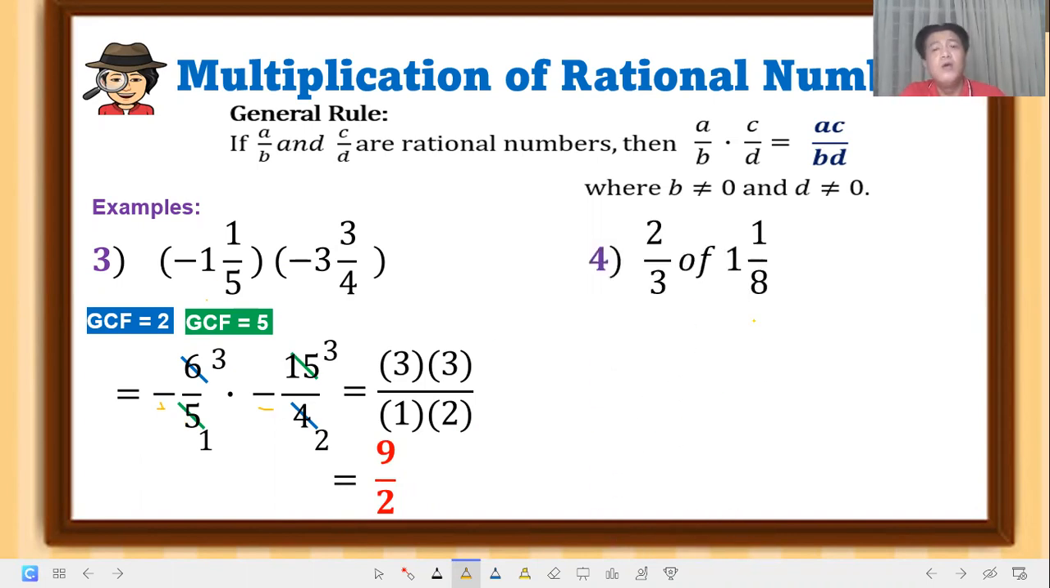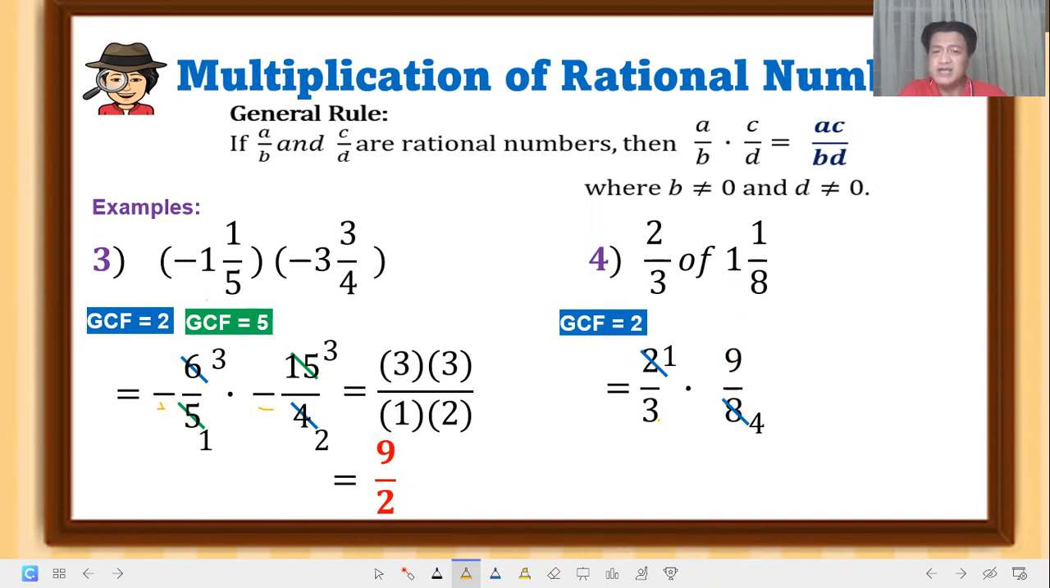Okay, next, number 4. What is 2/3 of 1 and 1/8? Okay, meaning to say the word "of" this is simply multiplication. Okay, but before that, you have to convert this to improper fraction. What is 1 and 1/8 convert to improper? That will become 9 over 8. And you can now proceed to cancel. Okay, but before that, ano yung pwede pang cancel sa 2 tsaka 8? Okay, or that is the GCF is 2 divisible. Okay, what is 2 divided by 2? That is 1. And 8 divided by 2, that is 4.